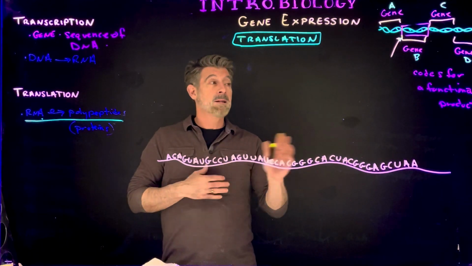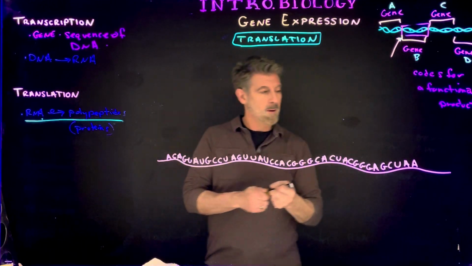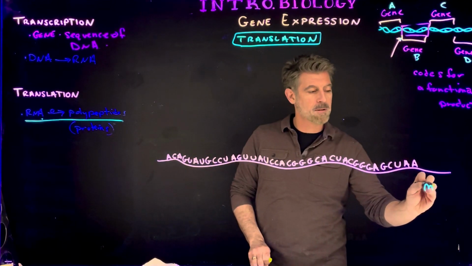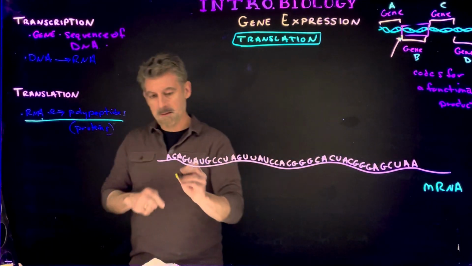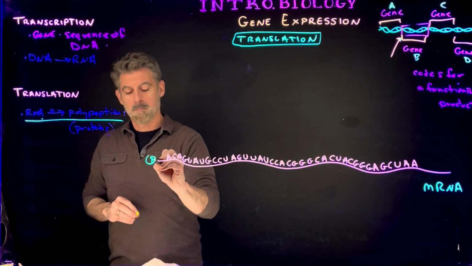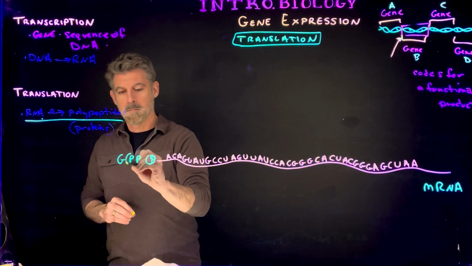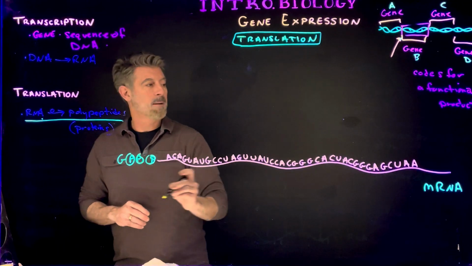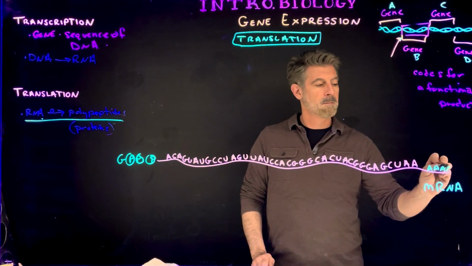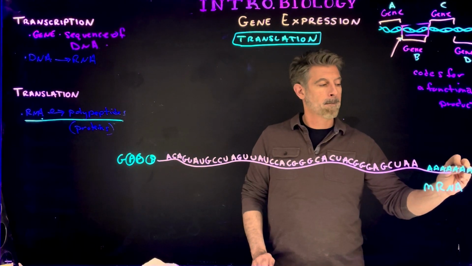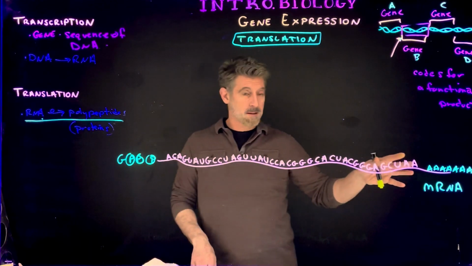All right, so now we're going to continue with what's called translation. This is the process where we have now a piece here of messenger RNA, and it has something called a 5' cap added to it and a poly A tail. And the poly A tail protects it in the cytoplasm.